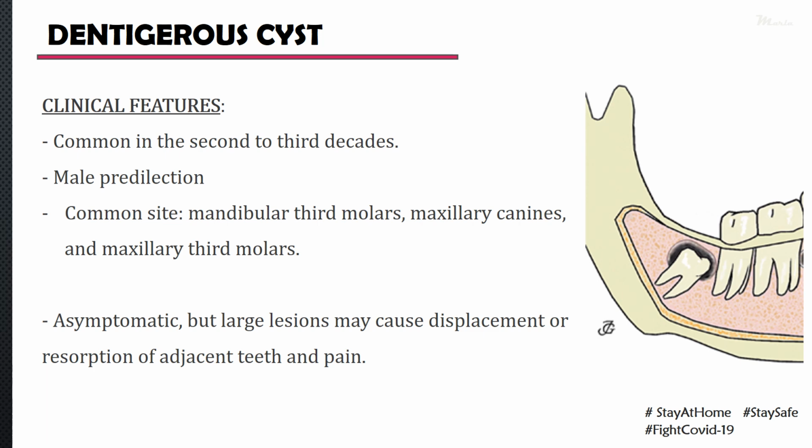Dentigerous cysts are usually asymptomatic, but in cases when the lesion becomes large, they may cause displacement of the adjacent tooth or resorption of the root of the adjacent tooth, and sometimes it can cause pain by compression of the nerves. So here is an illustration of a dentigerous cyst, and it is impacted or unerupted.